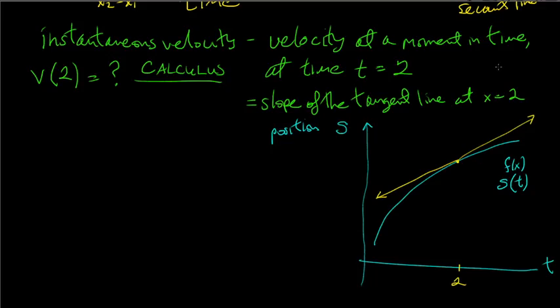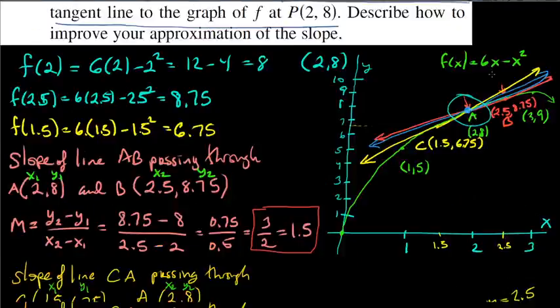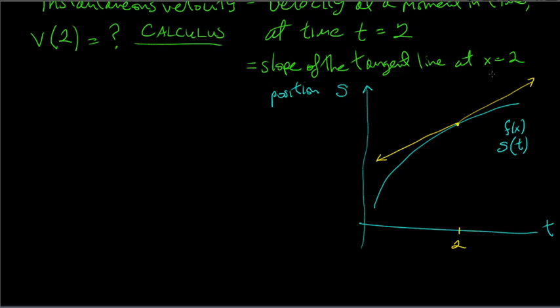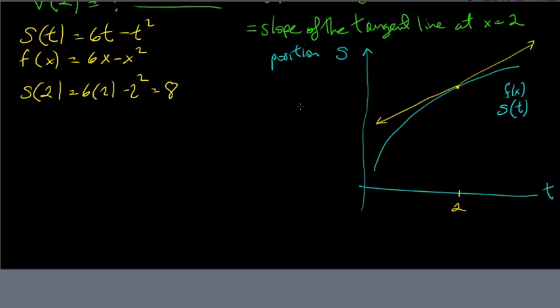Well, let's try to calculate that. So remember, we had the position as a function. It was just 6x minus x squared. Just had to remind myself of that. So let's say s of t is 6 times t minus t squared. Same function. Whether you call them t's or x's, or f or s, same idea. And we already know your position at time t equals 2. That's 8, so 8 meters, 8 feet, 8 miles, whatever the units were. So that's just the y-coordinate here. Y is 8. So that's the point (2, 8).